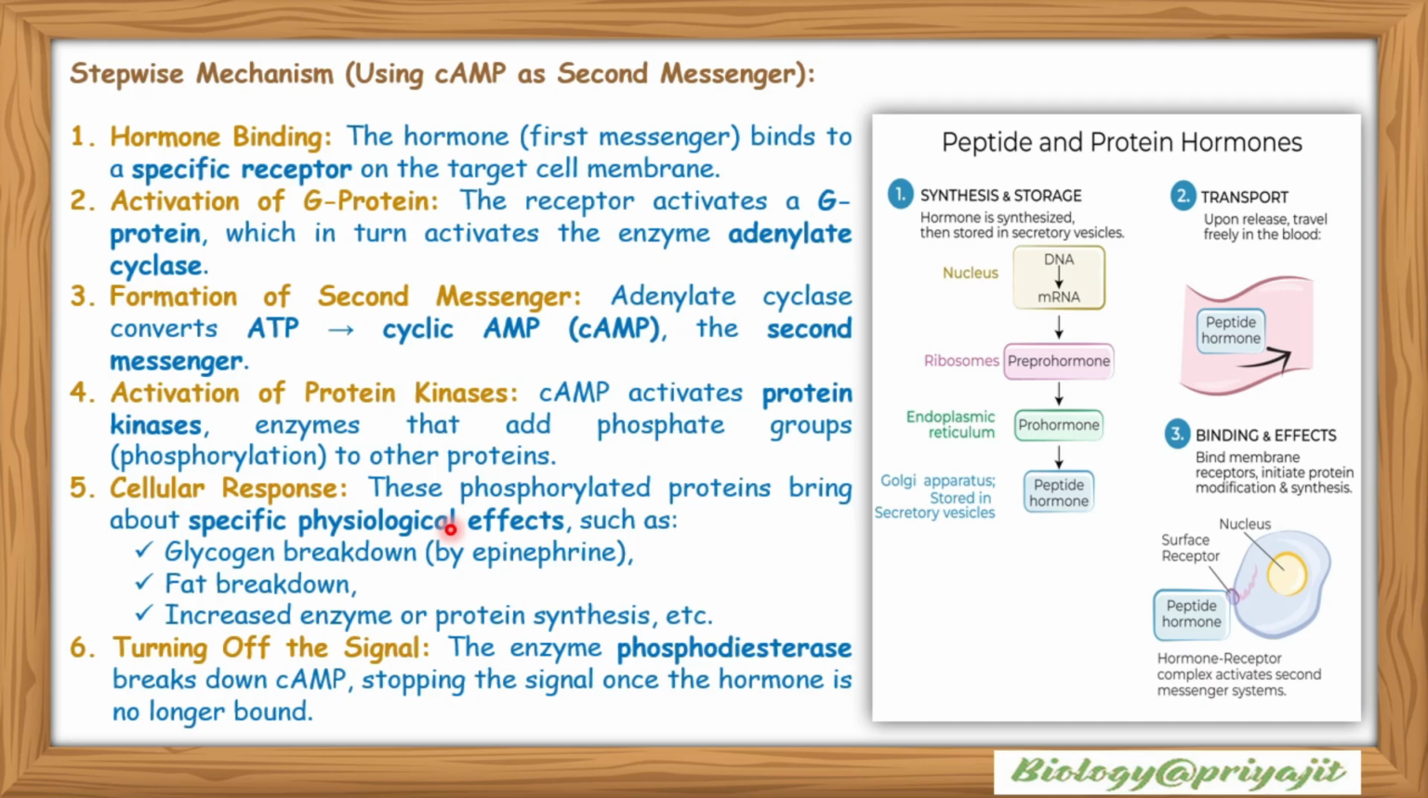Cellular response: these phosphorylated proteins bring about specific physiological effects such as glycogen breakdown by means of epinephrine, fat breakdown, and increased enzyme or protein synthesis, etc. Turning off the signal: the enzyme phosphodiesterase breaks down cyclic AMP, stopping the signal once the hormone is no longer bound.